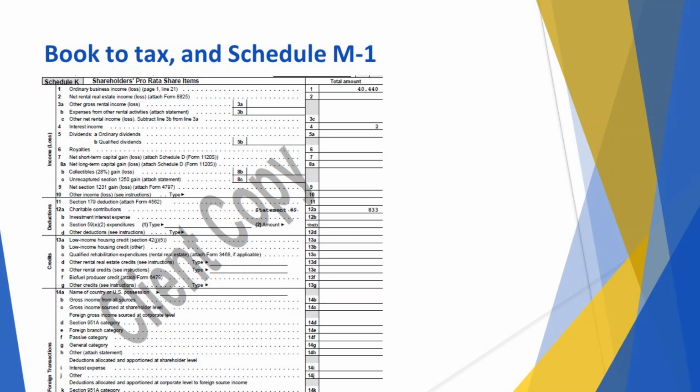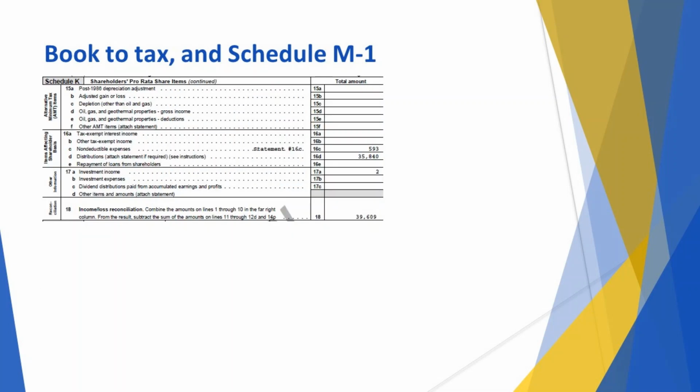Ordinary business income plus or minus items that appear on Schedule K, lines 1 through 14, become the basis for your Schedule M1 reconciliation. In this scenario, the $40,440 ordinary income plus $2 interest income minus $833 charitable contributions equal $39,609. Here is how our M1 looks.